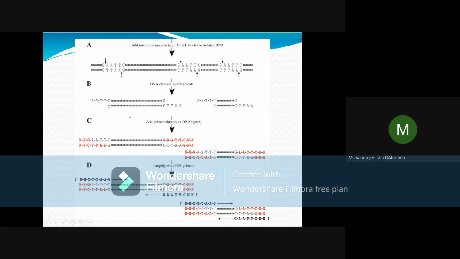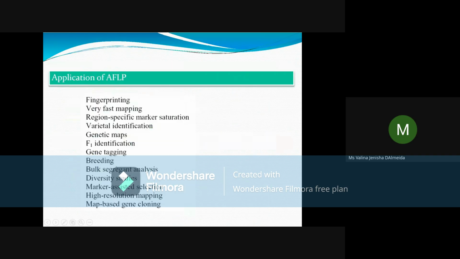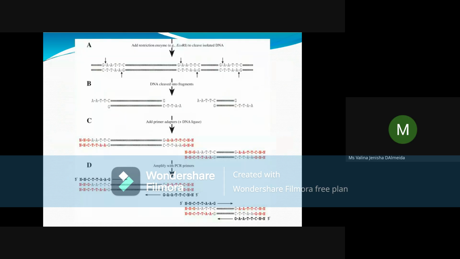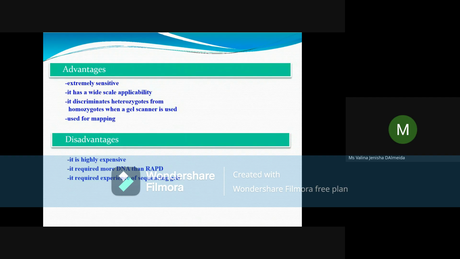So this is about AFLP. First, your total DNA is digested with restriction enzymes, normally a frequent or rare cutter. Then you use adapters, which bind to these fragments by ligation, and then you use these fragments for PCR. Now you have a primer which is complementary to the adapters, and then you run the PCR. It is quite easy.